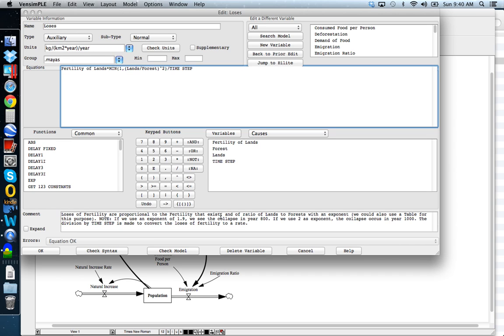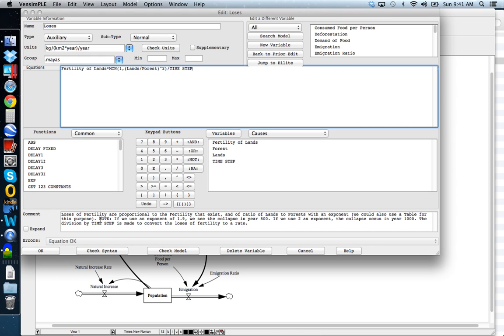So there's a fertility that's there to begin with, and then a ratio of the lands to the forests with an exponent. Okay, and here I just wanted to introduce a little equation. We could have done this with the table as well, and I encourage you to experiment with that if you wish.